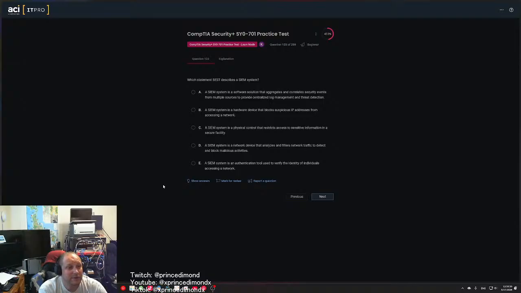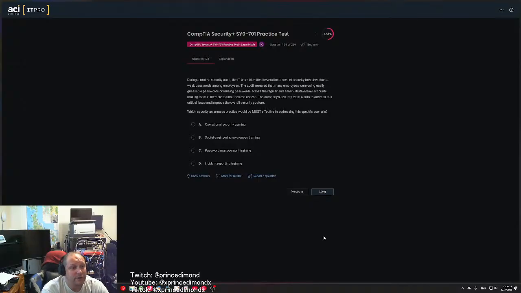Which statement best describes a SIEM system? A SIEM is a software solution that aggregates and correlates security events from multiple sources and provides centralized log management and threat detection. A SIEM system is a hardware device. Nope. So it's a physical control. Nope. So it's a network device. Nope. Is an authentication. Nope. So the first one is going to be it. Yep.